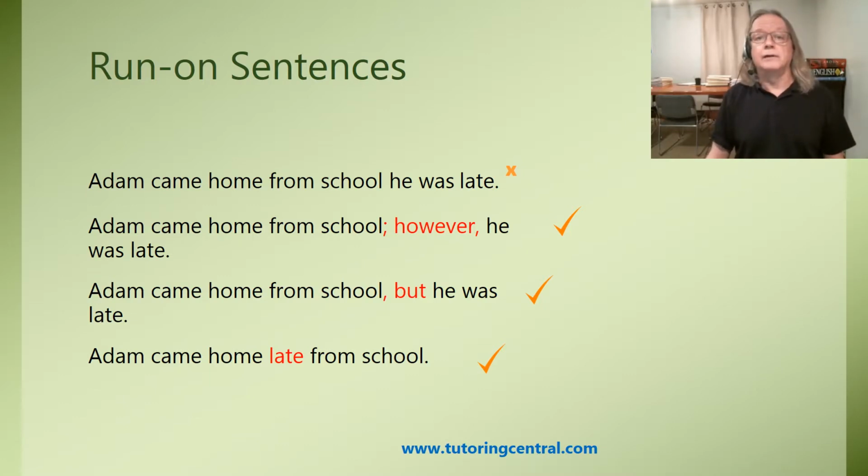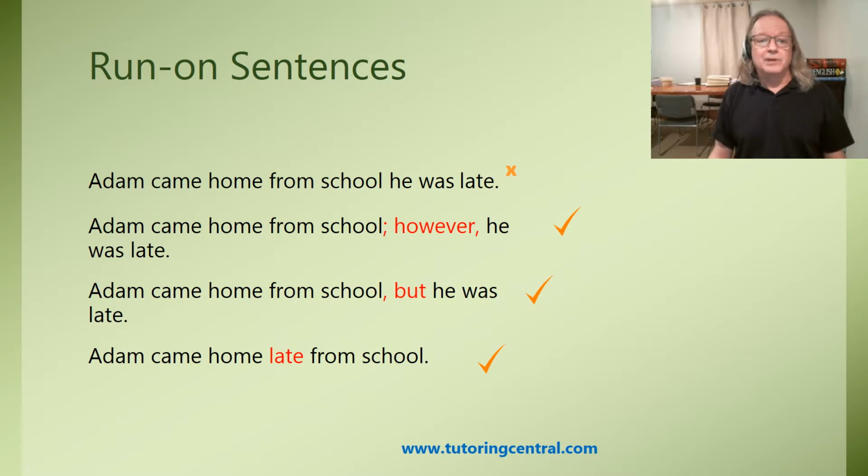Now let's look at a few methods for correcting the other short run-on sentence. Adam came home from school. He was late. You could use a conjunctive adverb, and there's lots of them. However and therefore are two that are used often, so I've included however here. Adam came home from school. However, he was late. Now, with a conjunctive adverb, you need a semicolon before and a comma after when you're joining two independent clauses, or in other words, two complete sentences.